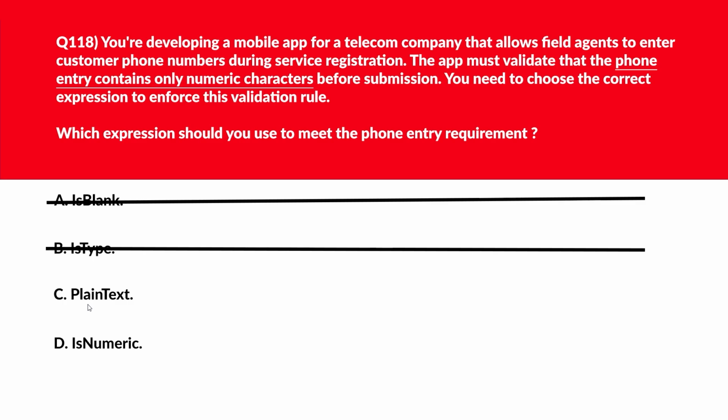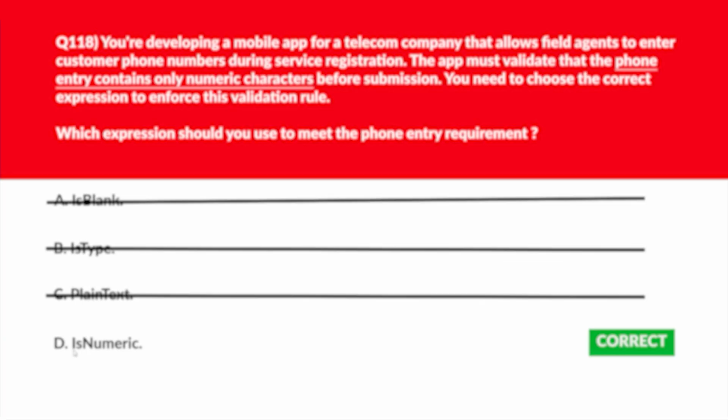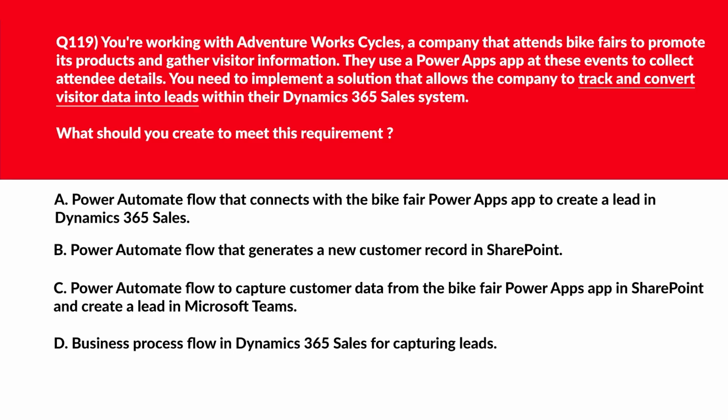C says PlainText. PlainText removes formatting but doesn't validate numeric input. Incorrect. We'll move to D. D says IsNumeric. IsNumeric confirms that the phone entry contains only numbers, which is essential for valid phone data. We'll lock option D, IsNumeric, as the right answer. Alright, now let's look at this question.